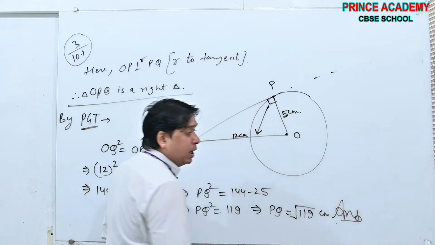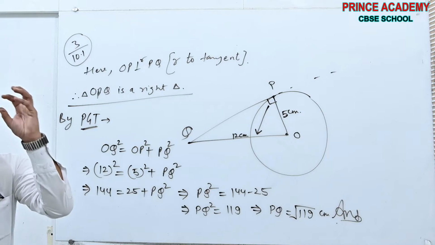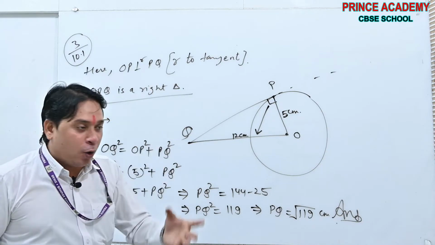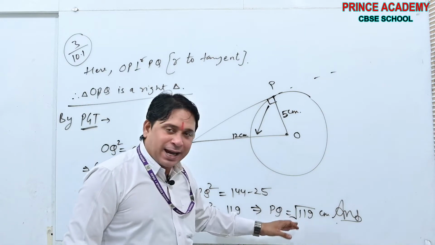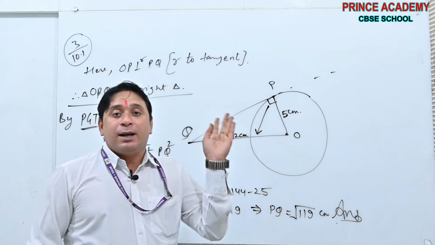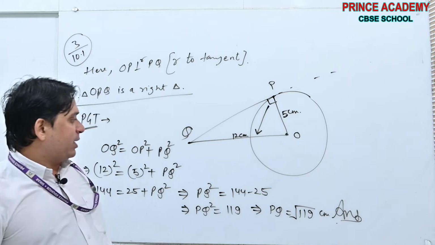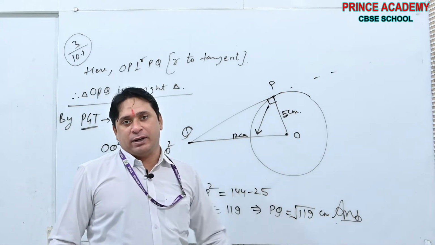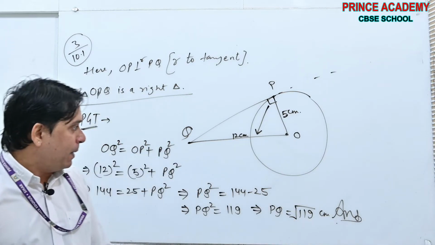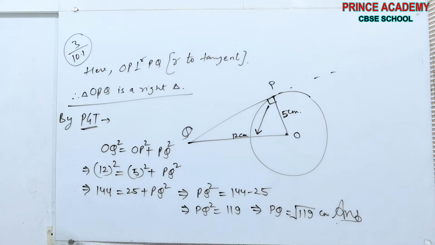Yes or no? Why? Because it was plus minus root 119, but distance or length is always positive. That's why we will consider positive root 119. Got it beta? Take the screenshot of the question.